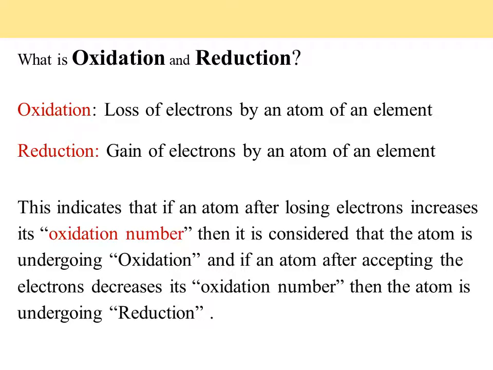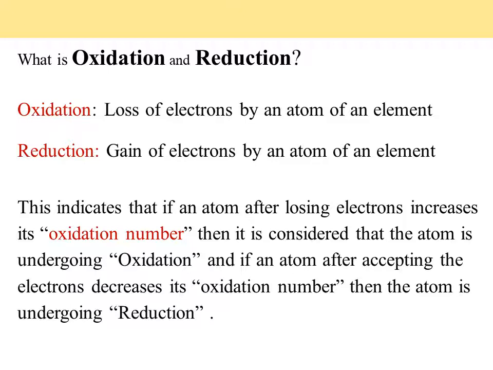Now, what does this mean, this above the two, oxidation and reduction? This indicates that if an atom after losing electrons increases its oxidation number, then the atom is undergoing oxidation. And if an atom after accepting electrons decreases its oxidation number, then the atom is undergoing reduction. Understand this very, very carefully.